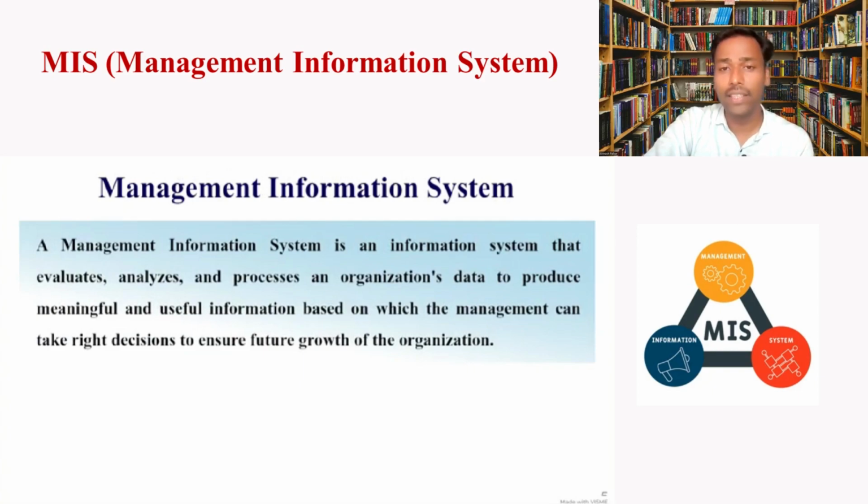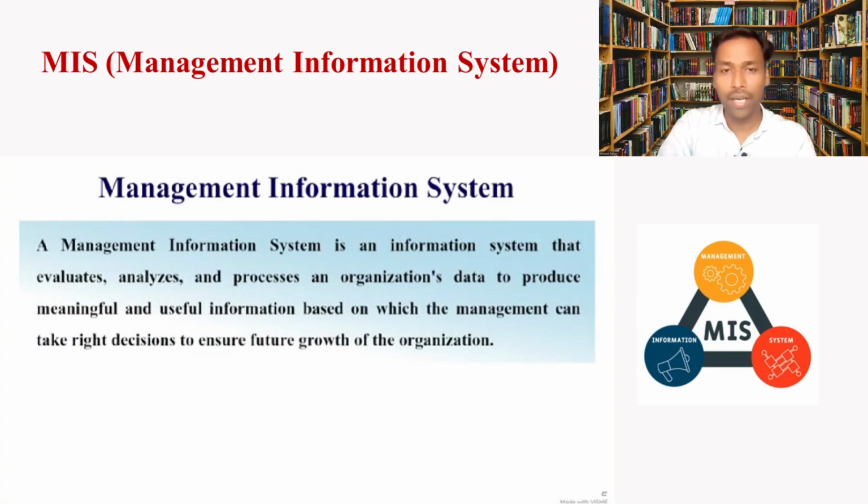Now, the additional thing in a management information system is that it not only takes the data, processes it, and converts it into information, but this information is then utilized by the management of the organization, and this information is helpful in decision making. So any information system that is used by the management of an organization for making decisions on the information that they are getting from that system is known as a management information system.